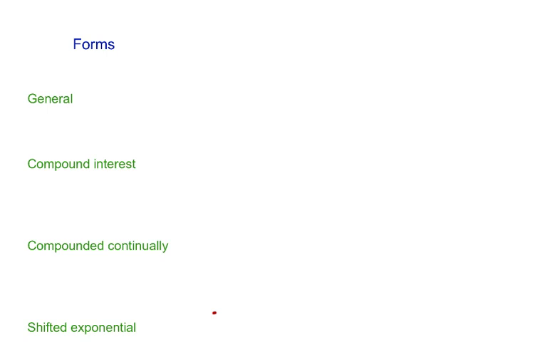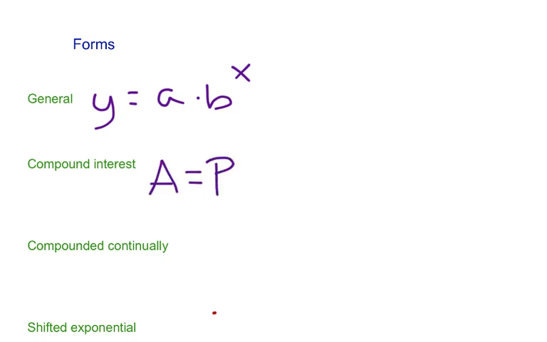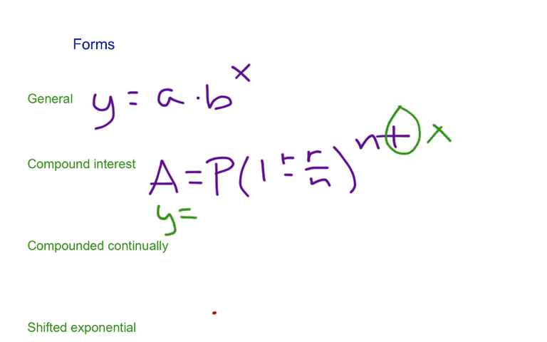An example here, the general one, that's y equals a times b to the x. The compound interest one, you're going to see, instead of y, A equals P times (1 plus or minus r over n) to the nt. Now, the A is actually the same as saying y, sorry, and the t is just like x. They're synonymous in your calculator, so just an FYI. So those are your variables there.